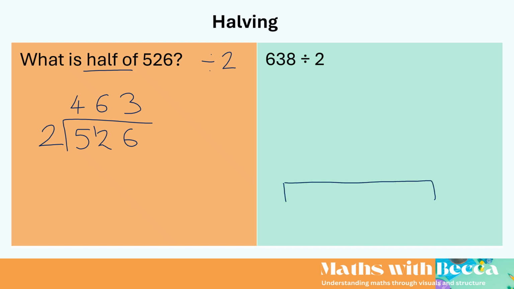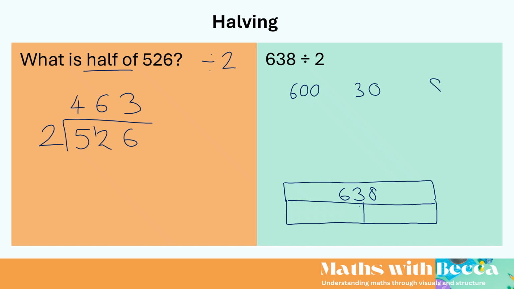Another method is to think, okay, we've got this whole number. I'm just going to draw myself a little bar. It's not the neatest, but that's okay. And I want to share that amount between 2 equal parts. So I could think of it as kind of 3 separate numbers, 638. So I'm going to split that up into the place values. I've got 600, 30, and 8.